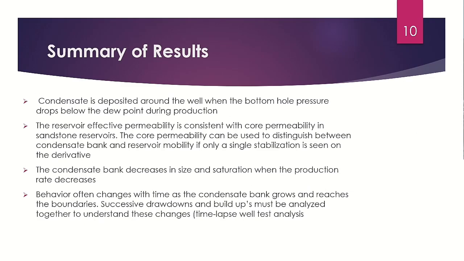From the whole presentation, what are the results obtained from the well test data? The condensate deposits around the well when the bottom hole pressure drops below the dew point during production. The reservoir effective permeability is consistent with the core permeability in the sandstone reservoir. The core permeability can be used to distinguish between condensate bank and reservoir mobility if only a single stabilization is seen on the derivative. The condensate bank decreases in size and saturation when the production rate decreases. The behavior often changes with time as the condensate bank grows and reaches the boundary. Successive drawdown and buildup must be analyzed together to understand these changes.